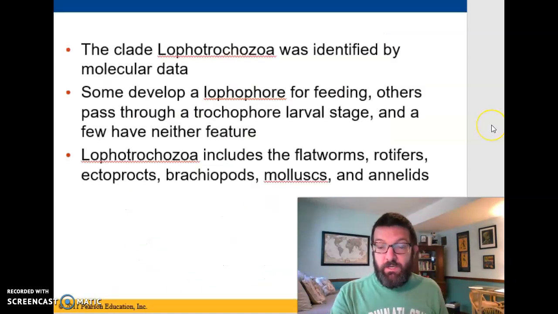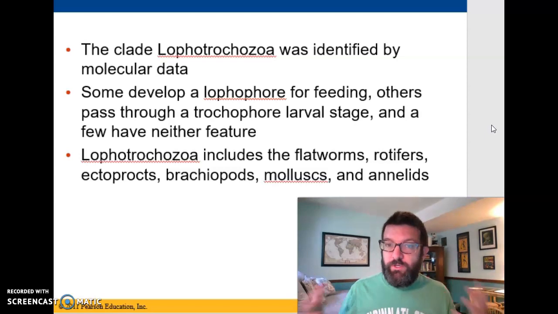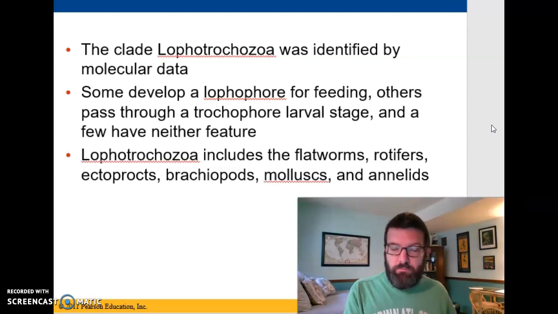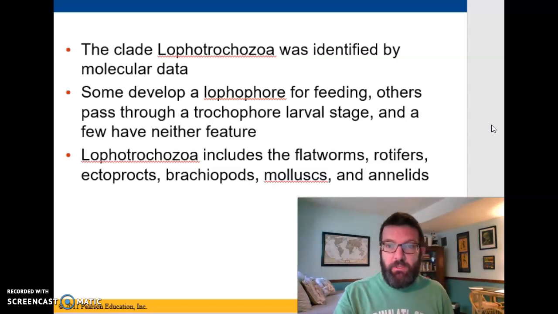Now, Lophotrochozoa was not a traditional group of phyla from the old, primarily morphological and developmental phylogenies. This is something that came about because of molecular data. When we started to be able to look at protein amino acid sequences and nucleic acid sequences and genes, it became clear that these organisms should be grouped together.